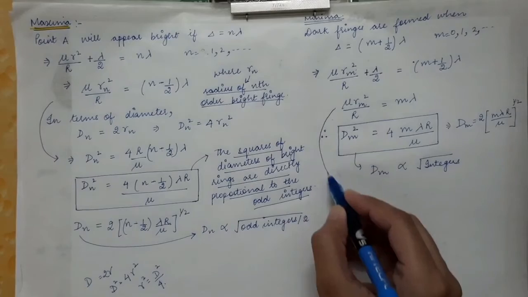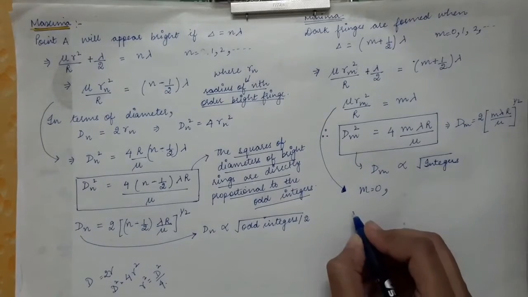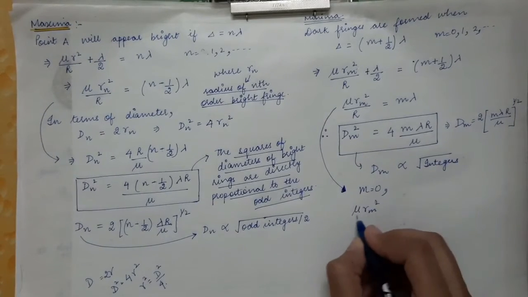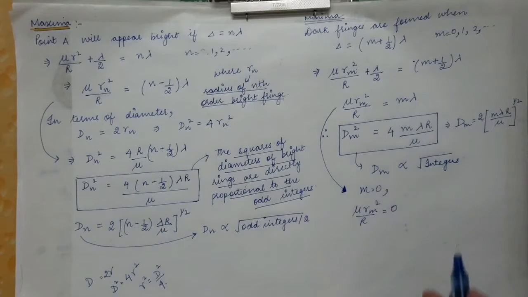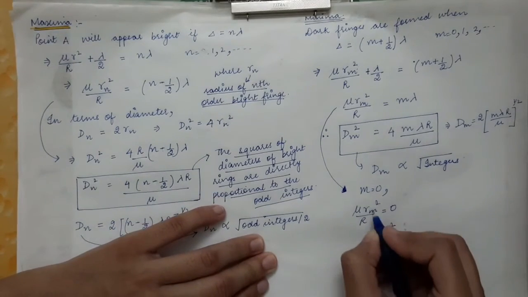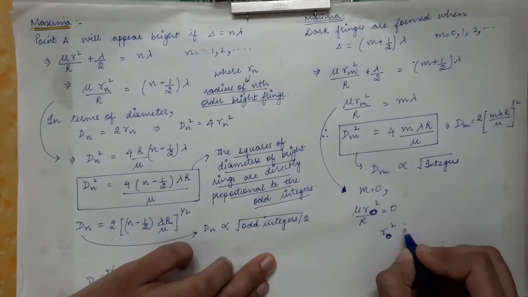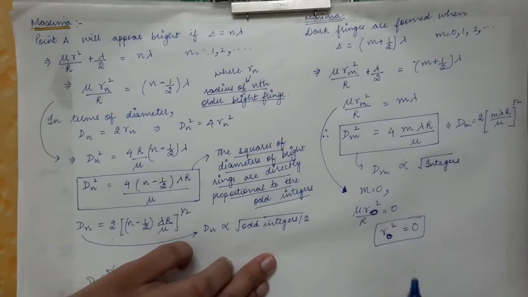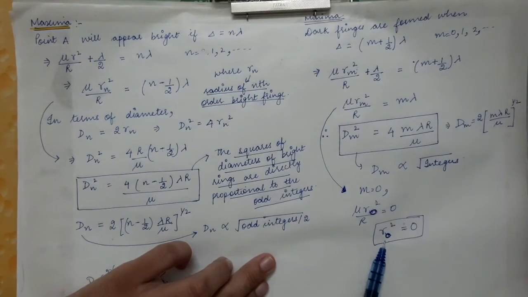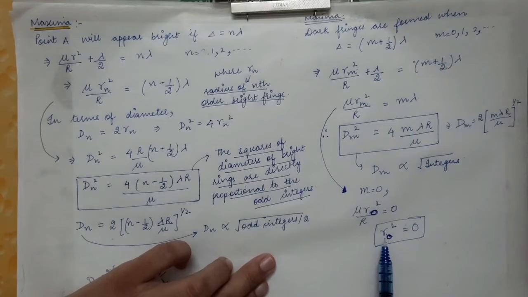Now let's suppose we put the value of m equal to 0 in this case. For m equal to 0, we will get μRm² divided by capital R equal to 0. So it means Rm², or you can say R0, since we are putting m equal to 0, will be equal to 0. So this is the radius of the 0th order dark fringe, and from here we have seen that when you put m equal to 0, the radius comes out to be equal to 0, and the radius is 0 for the central fringe.